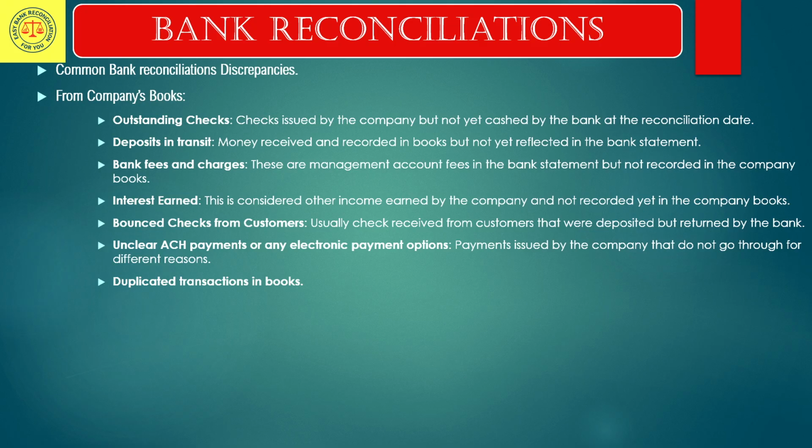Duplicate transactions in books, very usual. This happens especially when somebody in accounts payable, especially if they have a different module that is called accounts payable, processes a purchase order for one purchase, and after that the vendor sends an invoice, and they process the invoice. So we have two different documents for the same purchase. So you pay twice. That's one of the discrepancies that you can find in your reconciliation.